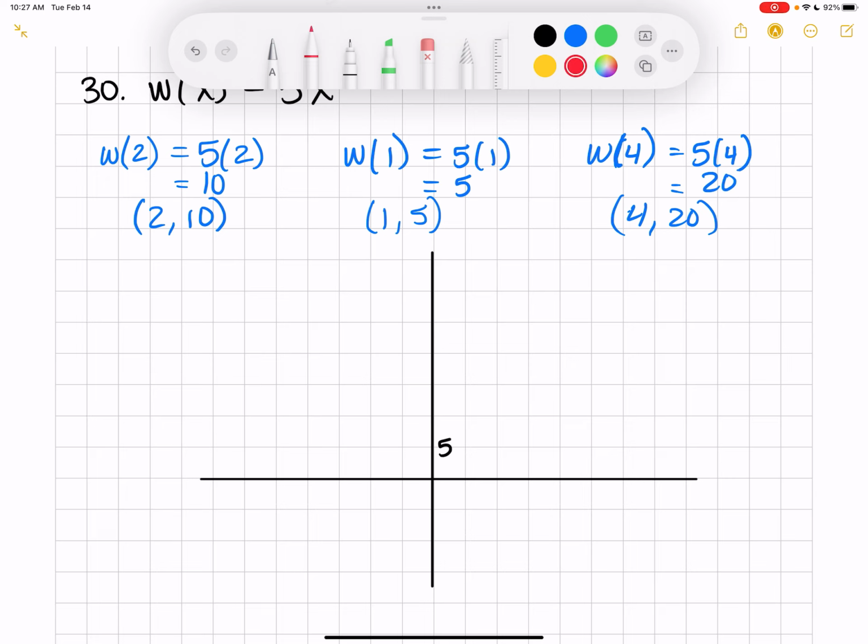So I have the point 2, 10. On the x-axis, I'm going to go still just normal. I'm going to count them as 1s, and then up to 10. So 5, 10. So I have a point here. At 1, I'm at 5, so it's here. And then 4: 1, 2, 3, 4. I'm at 20. So 5, 10, 15, 20. And then connect.